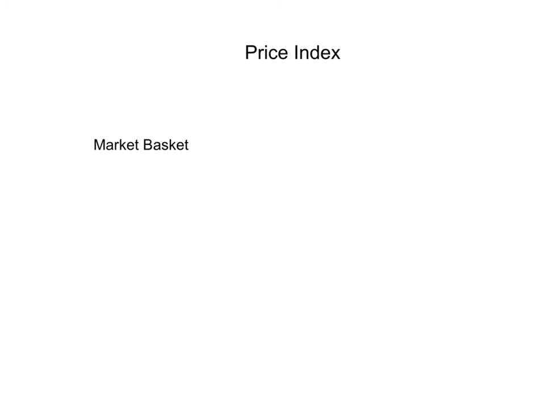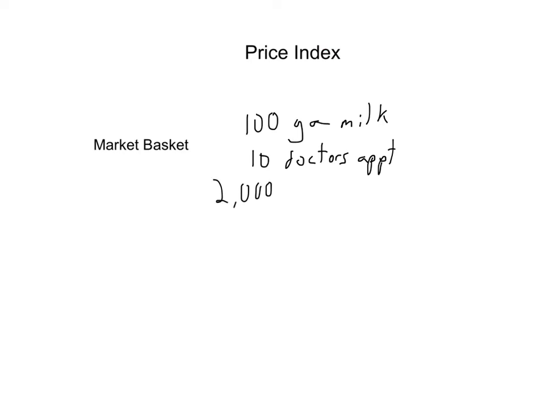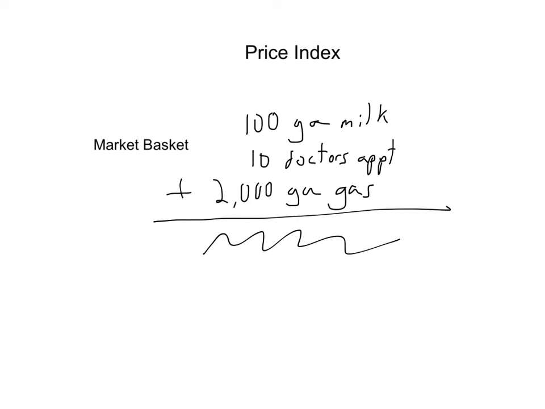So a price index works like this. We take a market basket of a bunch of goods we feel like average people buy. So we might say, we'll do it over the course of a year. Maybe an average family buys 100 gallons of milk and takes 10 trips to the doctor, 10 doctor's appointments, and consumes 2,000 gallons of gasoline. Their car, something like that. And we're going to add up all these prices together. We're going to add up the prices, and we get some number.